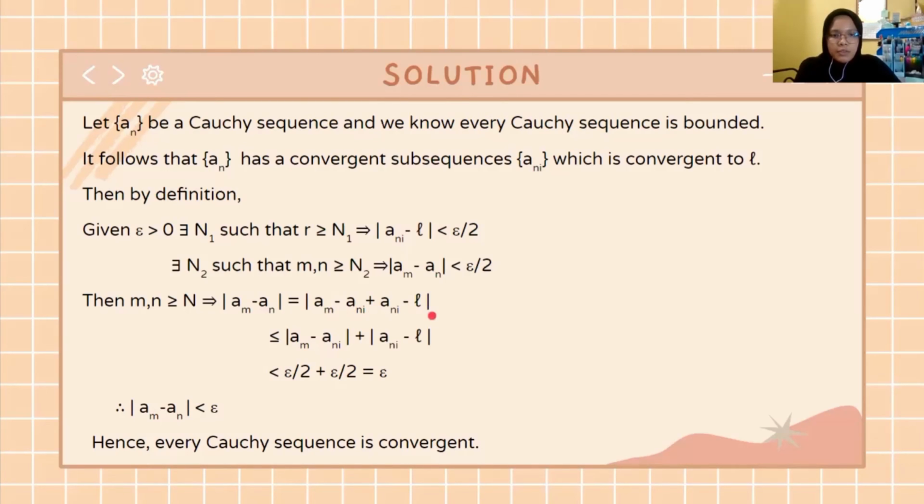From this, we have |a_m - a_ni| + |a_ni - l|. As we know, |a_m - a_ni| is less than epsilon over 2, and |a_ni - l| is also less than epsilon over 2. So epsilon over 2 plus epsilon over 2 equals epsilon. Therefore, |a_m - a_n| is smaller than epsilon. Hence, every Cauchy sequence is convergent.